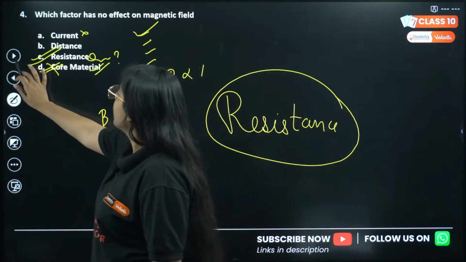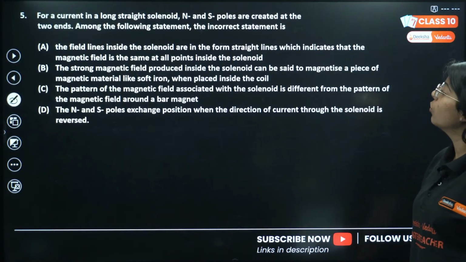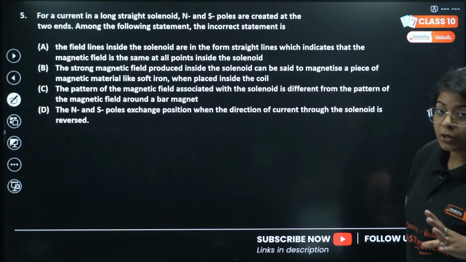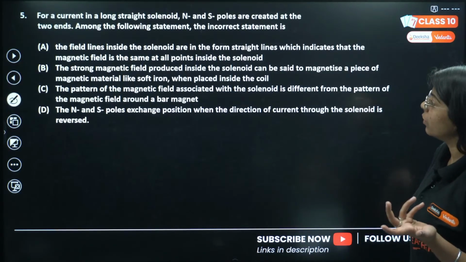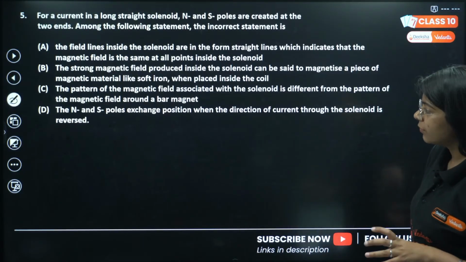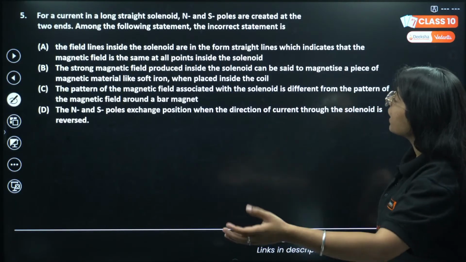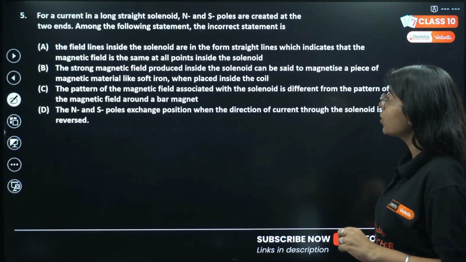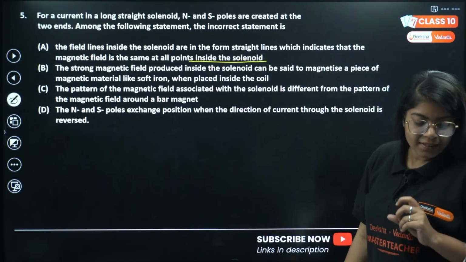Correct? Okay. Moving on to the fifth question. A big question, you have to read it carefully now. For a current in a long straight solenoid, north and south poles are created at the two ends, that we know. Among the following statements, the incorrect statement is which one? A. The field lines inside the solenoid are in the form of straight lines, which indicates that the magnetic field is the same at all points, but it's inside the solenoid. They're talking about inside the solenoid.